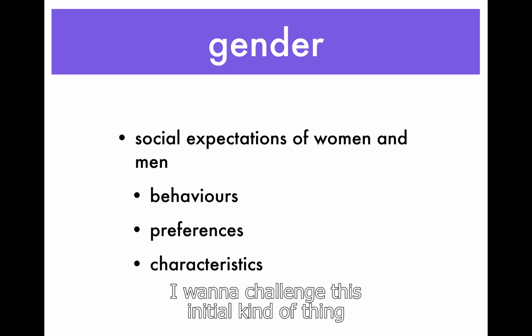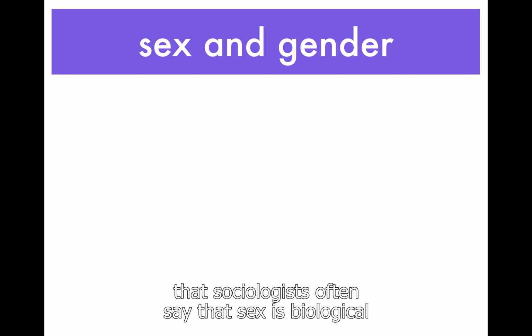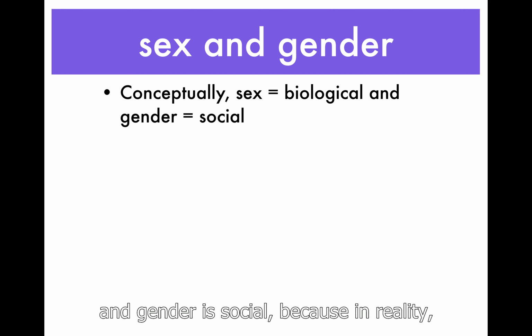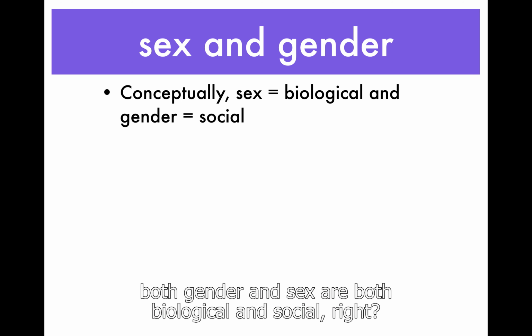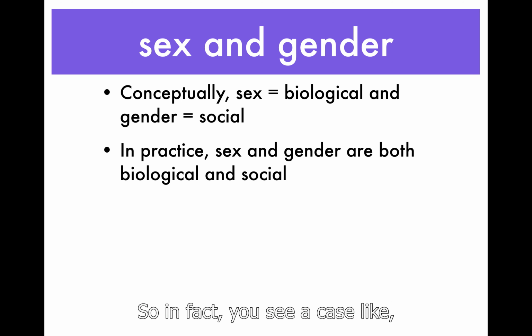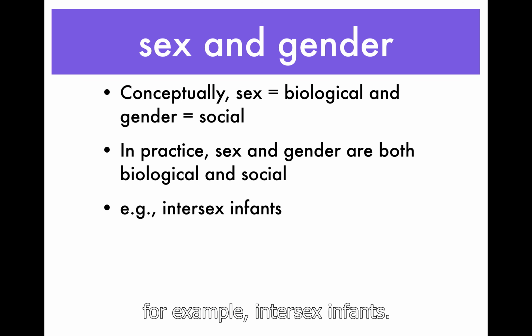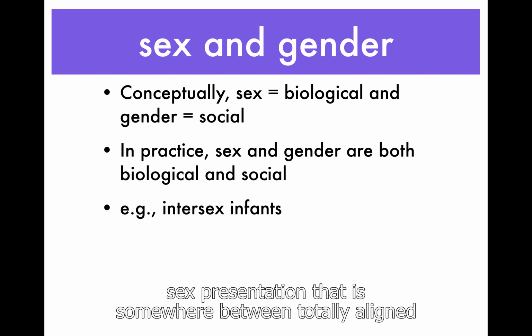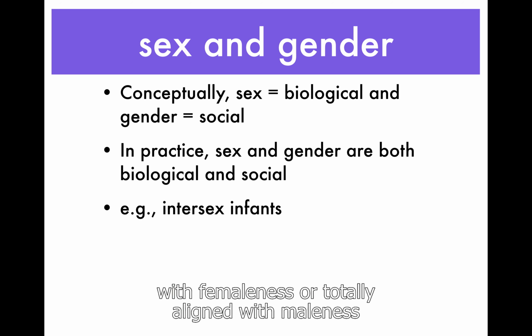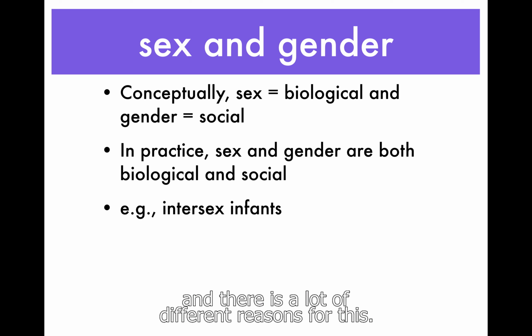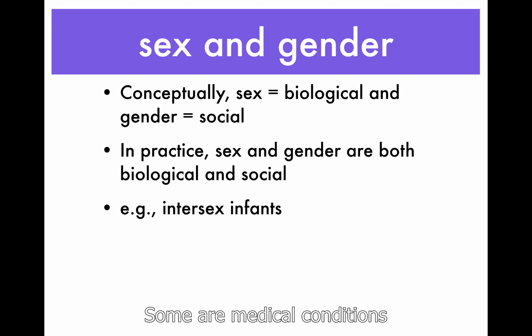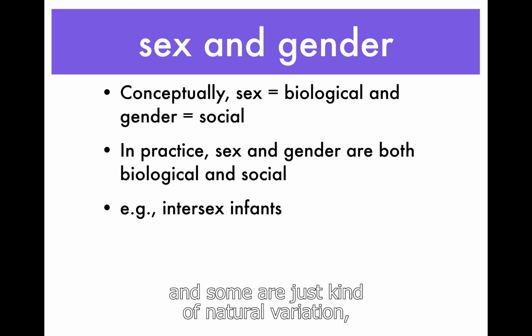Now, I want to challenge this initial thing that sociologists often say, that sex is biological and gender is social, because in reality, both gender and sex are both biological and social. In fact, you see this in a case like, for example, intersex infants. These are babies that are born with a sex presentation that is somewhere between totally aligned with femaleness or totally aligned with maleness. And there are a lot of different reasons for this. Some are medical conditions and some are just natural variation.